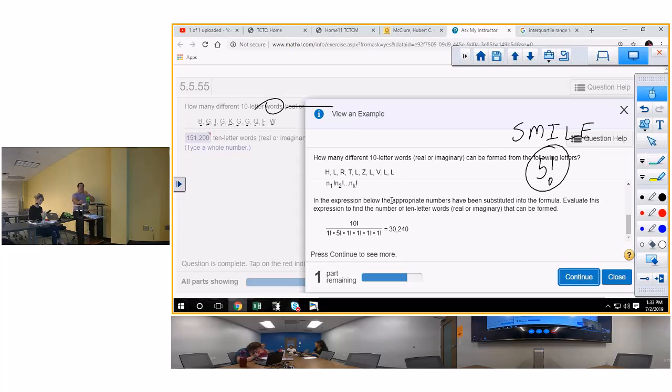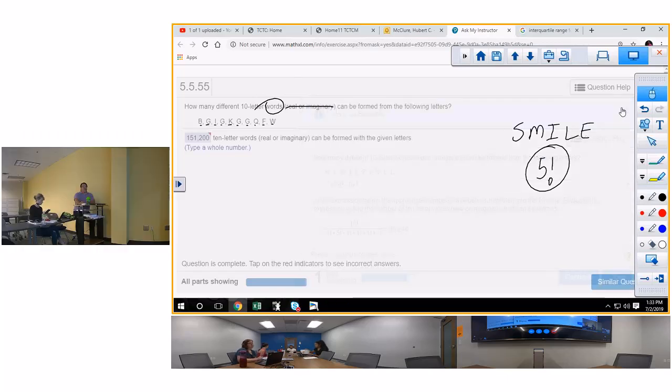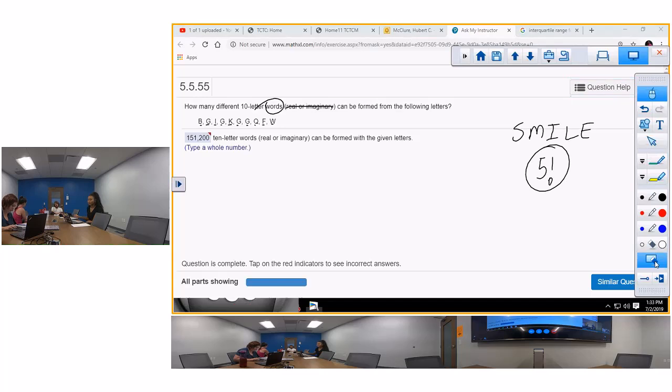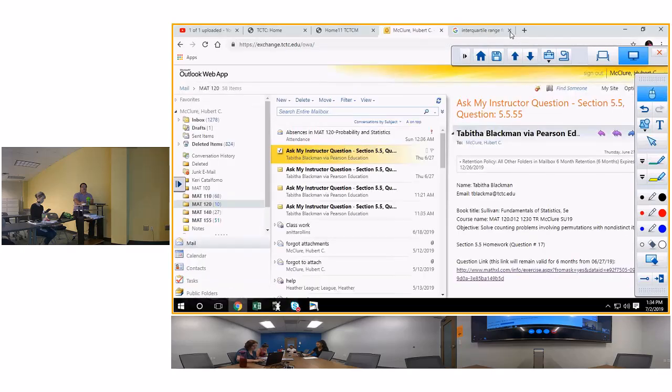So another question that I haven't seen before. I love how they throw these new questions in on us and we don't know. Okay, so that'd be 10 factorial over, how many's in here? 4 factorial. So 10 factorial over 4 factorial. And it gives you that answer. Thank you. Not a test question, but that helps you, Ms. Blackman.